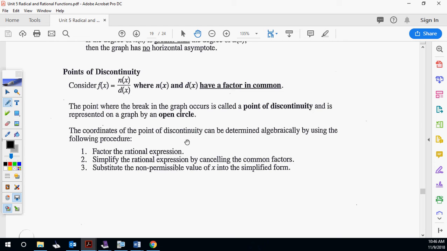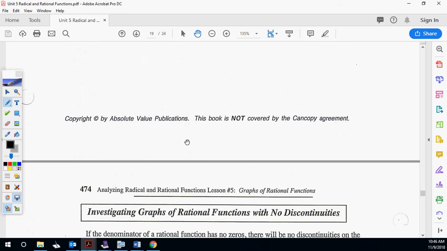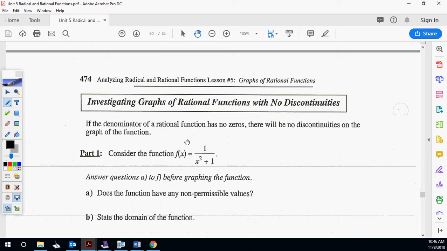To find the exact point, what do we do to find the exact point from yesterday? Yeah, in the simplified version, you plug in what you canceled. So if you cancel an x minus 3, you plug in 3 to what's left of the canceled version. Okay, the simplified version. Good. So that's a summary of that whole first page there. So we can just kind of get right to it.